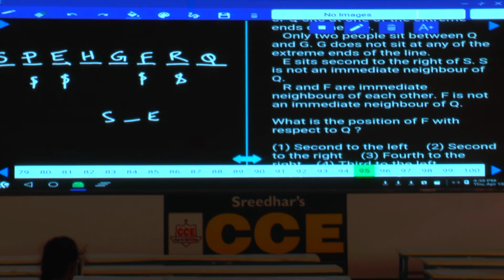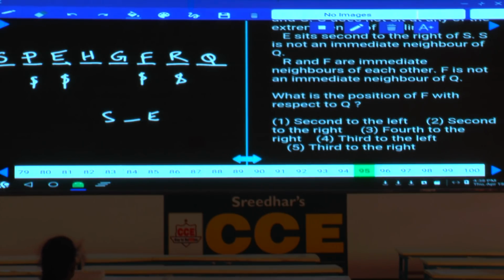Then question number 95, what is the position of F with respect to Q? F is seated second to the left of Q, choice 1. Then this is about question numbers 91 to 95. Then question numbers 96 to 100.